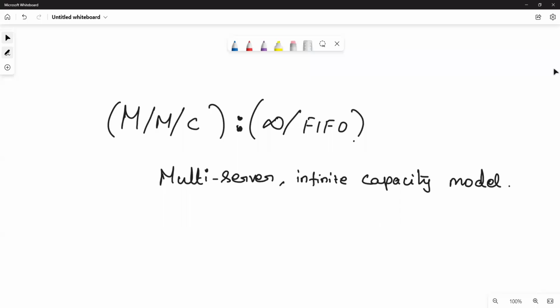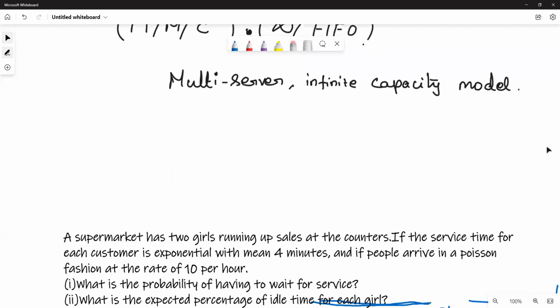Greetings students. In this video, we are going to see how to identify the model M/M/C/infinity/FIFO, that is the multi-server infinite capacity model. How to identify the model and hence how to solve it, we will see by taking one problem. Okay. Consider the problem.